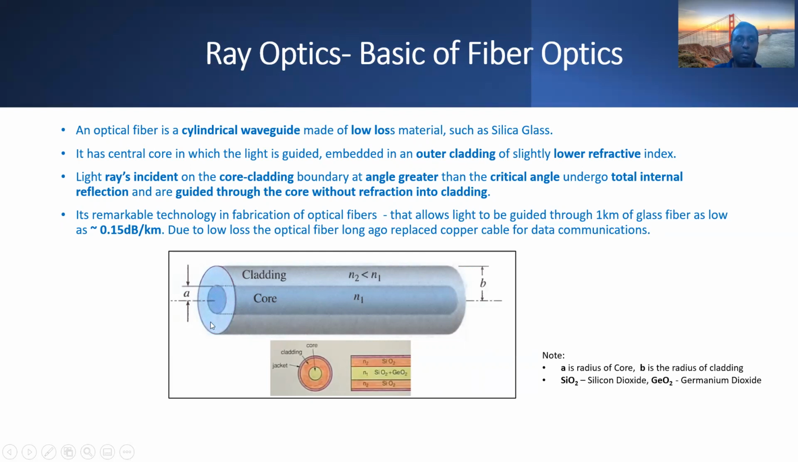Some notes here: A refers to the radius of the core, and B refers to the radius of the cladding. The material used for the cladding and the core is a combination of silicon dioxide and germanium dioxide. For the cladding, it is silicon dioxide.